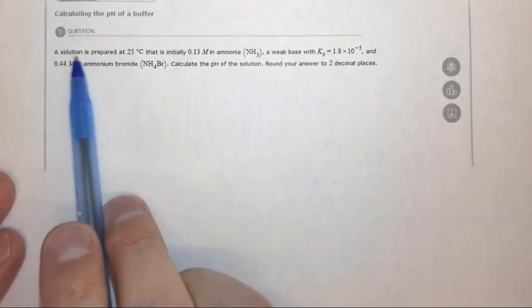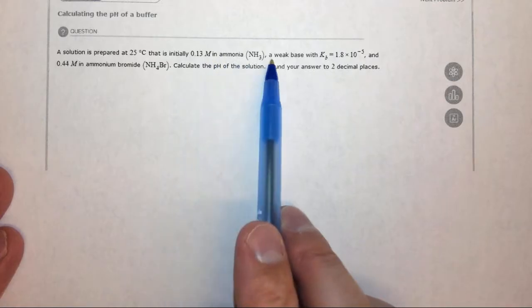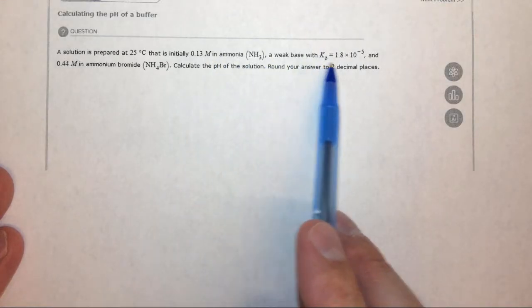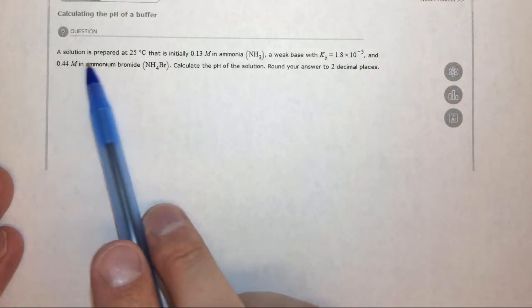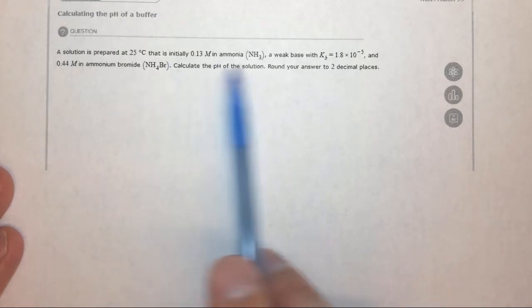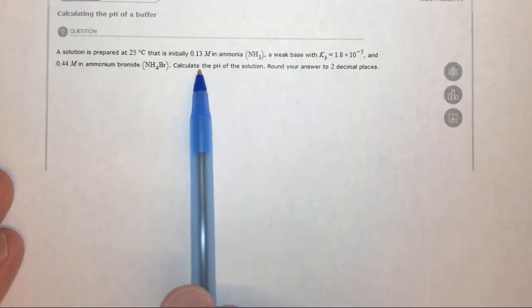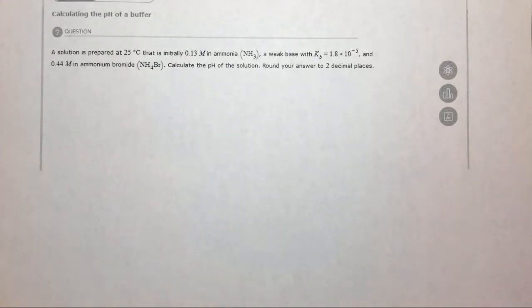This question says a solution is prepared at 25 degrees C that is initially 0.13 molar ammonia, a weak base, with a Kb of 1.8 times 10 to the minus 5, and 0.44 molar ammonium bromide, and it wants us to calculate the pH of this solution. So that's basically our goal here.